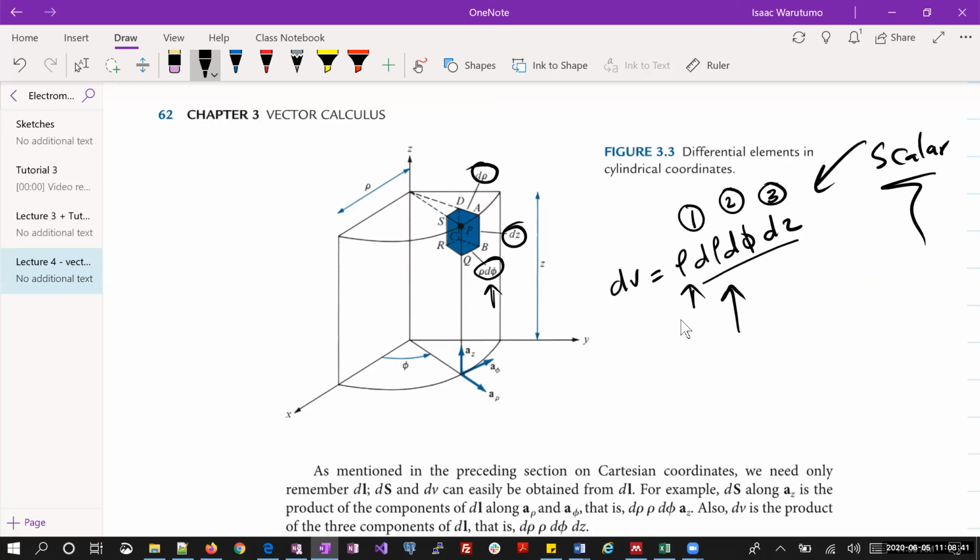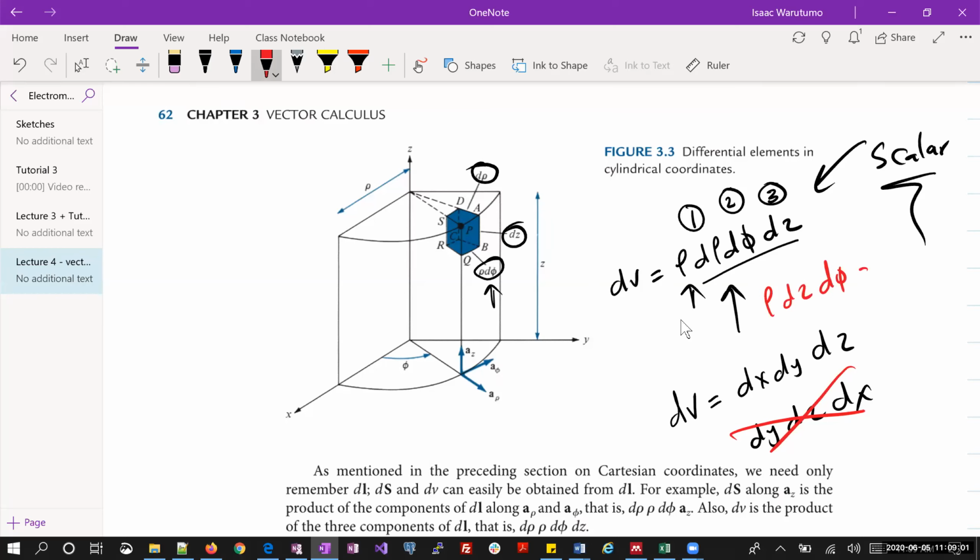It is the same way if you are having dV in rectangular, you'd say dx, dy, and dz. You cannot say dy, dz, then dx. This one is never acceptable. In the same way, you cannot have d rho, dz, d phi, or rho in any other order. You always follow that order. So again, that is easy.